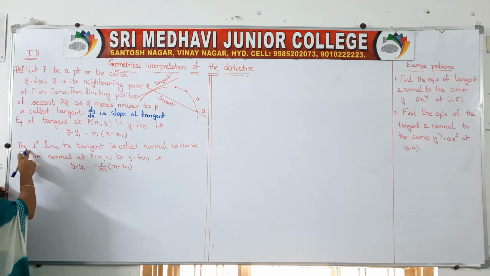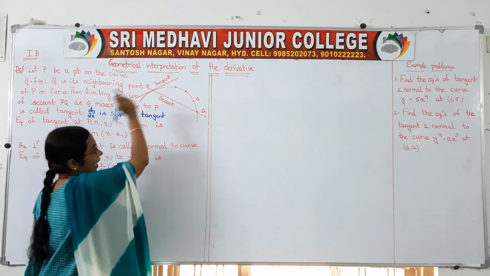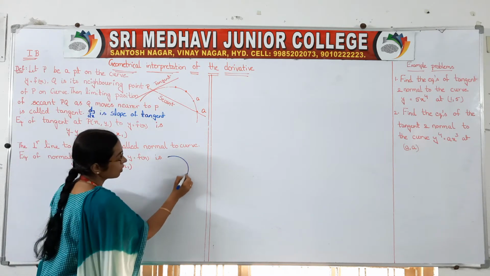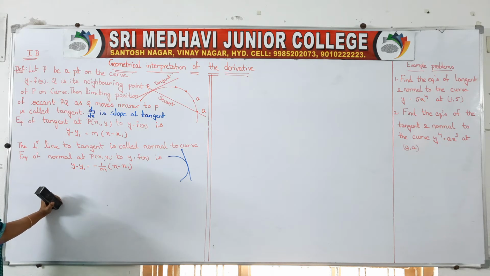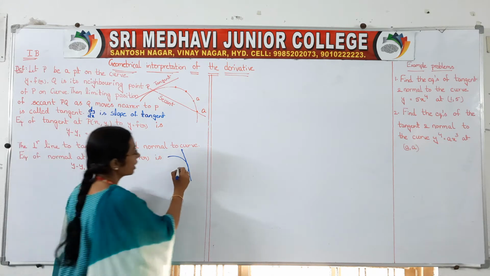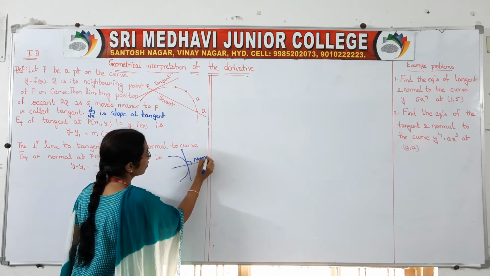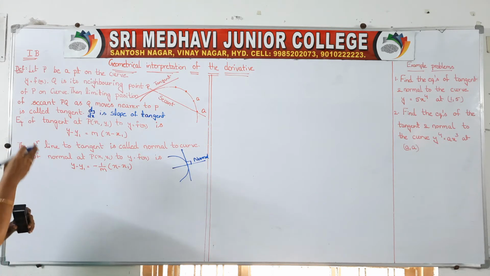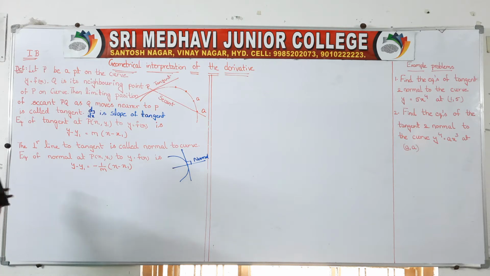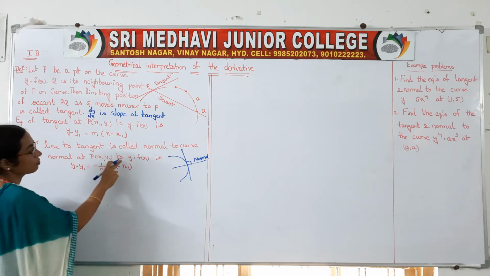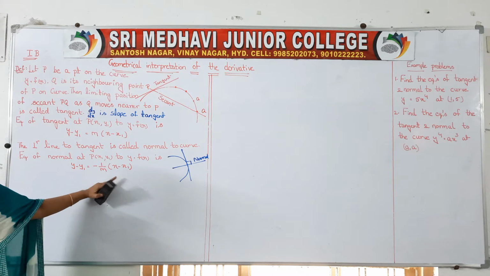Next, the line perpendicular to the tangent is called the normal to the curve. Suppose this is your curve and here we have the tangent. In simple form, the line which touches the curve at one point is called the tangent. If we take the line perpendicular to this tangent, that is called the normal. So the limiting position of the secant PQ is called the tangent and the line perpendicular to the tangent is called the normal. The equation of the normal at P (x1, y1) to y is equal to f of x is y minus y1 is equal to minus 1 by m into (x minus x1).